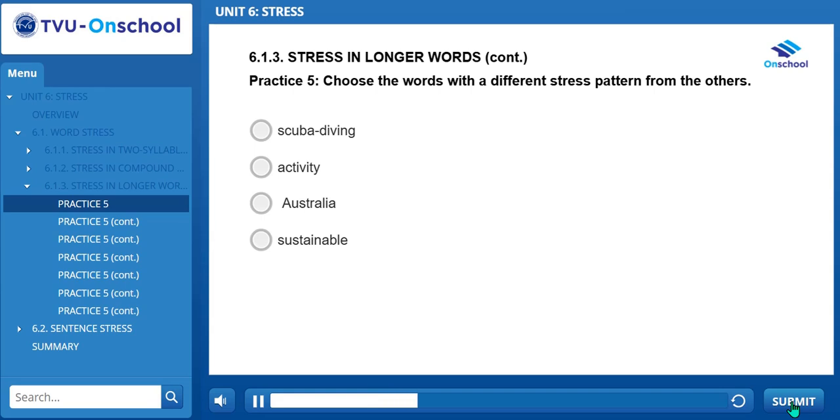Let's do some practice. Choose the words with a different stress pattern from the others.